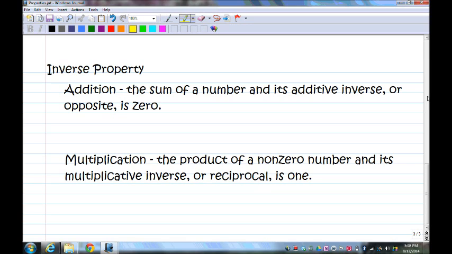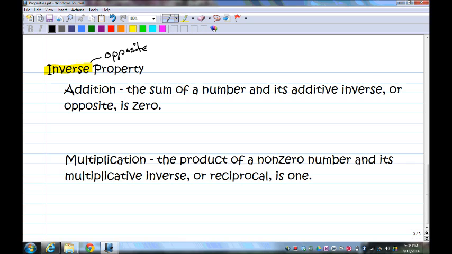I don't have a way for you to remember the inverse property other than to tell you that this word inverse means opposite, okay? So when you think about it, you could say opposite. There's no little trick for it. That's just one to remember. Think of it as the opposite property, but it is the inverse, okay?